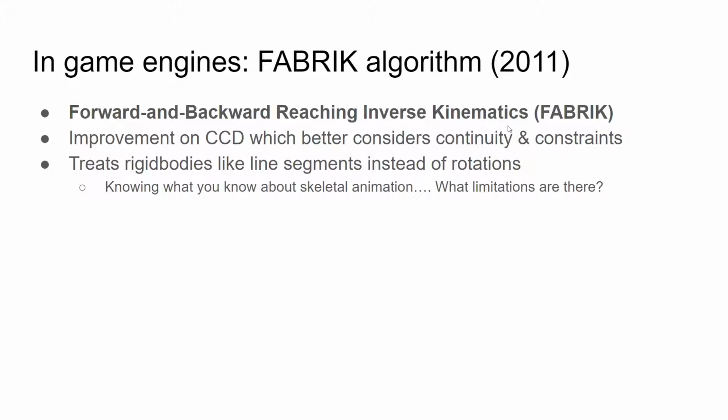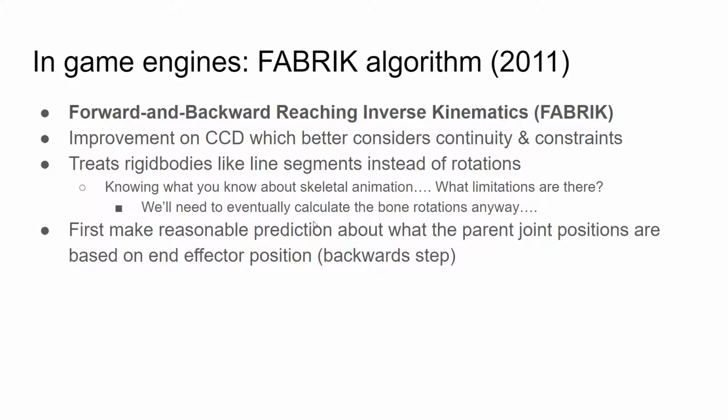So right now you're more or less familiar with how skeletal animation works. If you think about what limitations we have, because we're thinking about the rigid bodies as line segments, we need to know the bone rotations. Otherwise, if you try to translate bones, it'll cause really strange problems that we've already seen. Otherwise, I'd be glad to show you examples. I have tons of them. So one way or another, we will have to calculate the rotations.